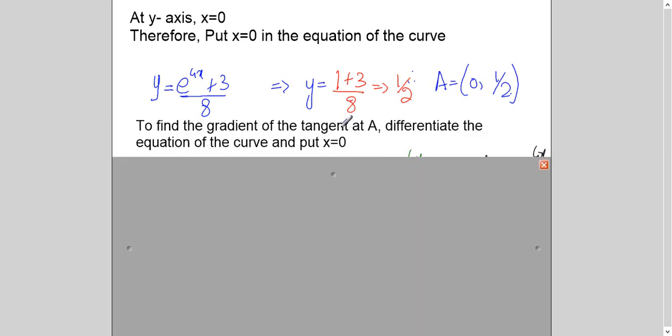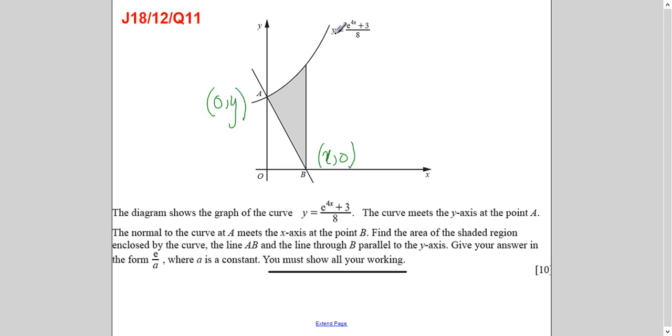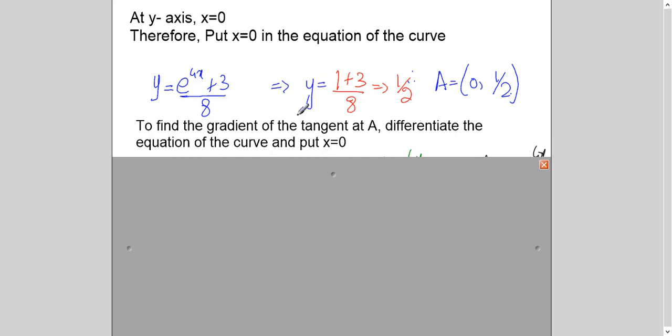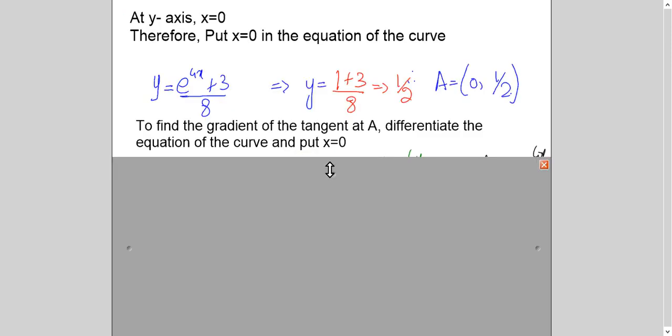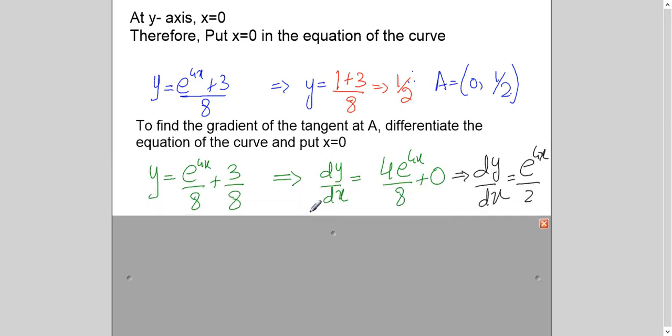Now to find the gradient of the tangent at A, because whenever we differentiate the equation, we get the gradient function, which gives us the gradient of the tangent at that point. So we will differentiate this equation, and then we will substitute x equals 0 in it. Why x equals 0? Because at this point, the gradient function will give you the gradient of this tangent, and the x coordinate here is 0.